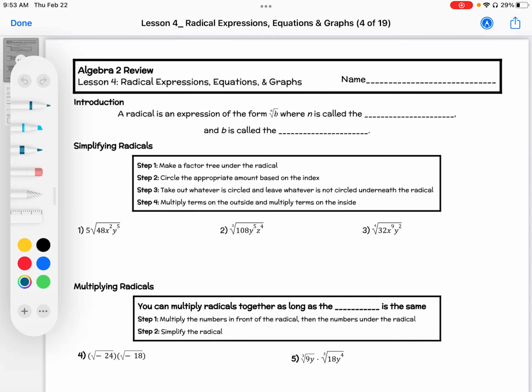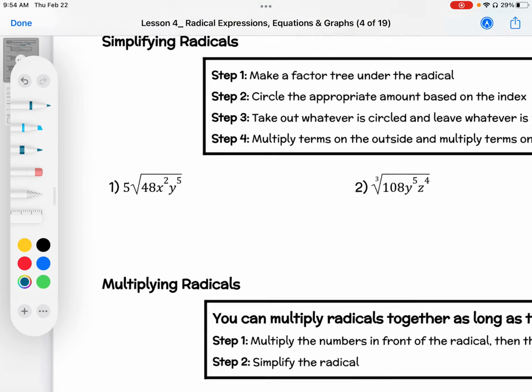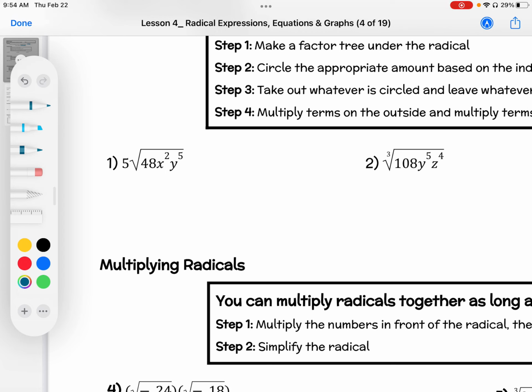All right, so this lesson is all about simplifying radicals and doing radical operations. A radical is an expression in the form here, where n is called the index and b is called the radicand. What we're going to do is simplify some radicals, and there are multiple ways to do this. I'm going to show you the longer way, and then I'll show you the shortcut.